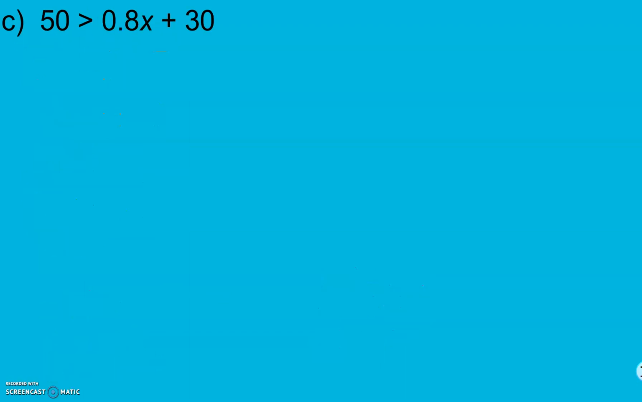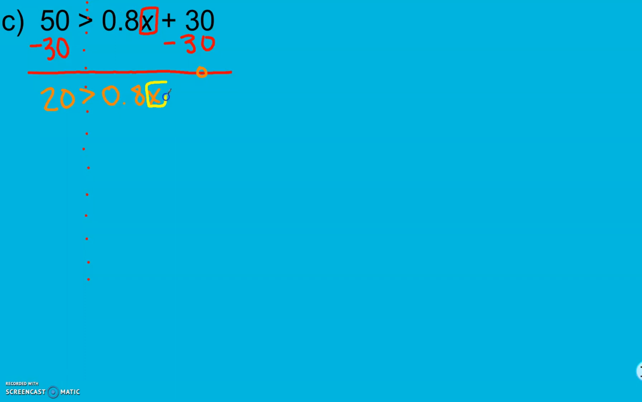For C, x is being multiplied by 0.8 and added to 30. So again, we're going to do PEMDAS backwards. We get rid of everything that's not a variable term. To get rid of addition, we subtract. And whatever I do to one side, I have to do to both. 50 minus 30 is 20. Keep our inequality, and I get 0.8x because 30 minus 30 is 0.